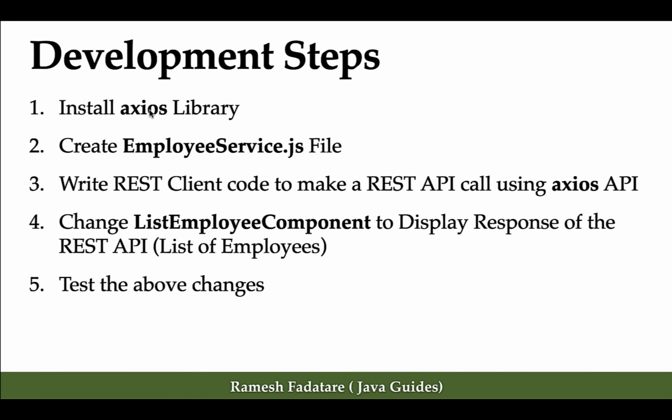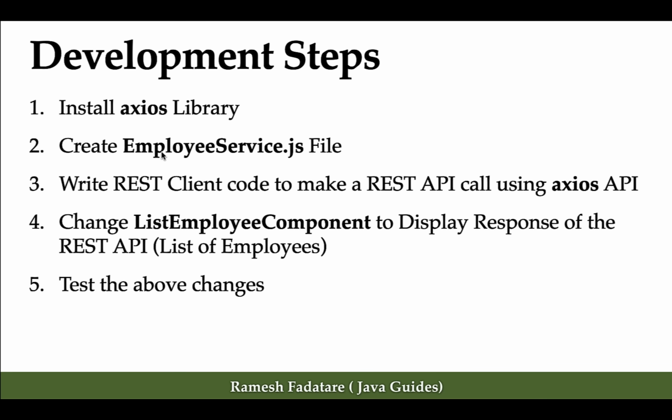First, we'll install the Axios library. Well, in order to make a REST API call in a React application, we have to use a third-party HTTP library. In this project, we are going to use the Axios third-party library to make a REST API call in a React application. Next, we will create an employee service.js file.